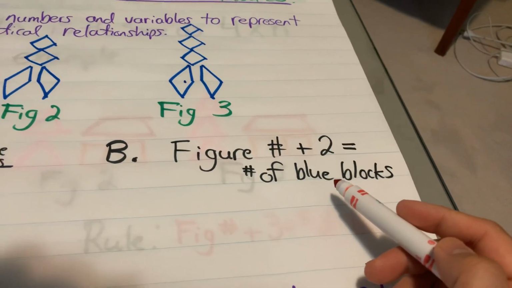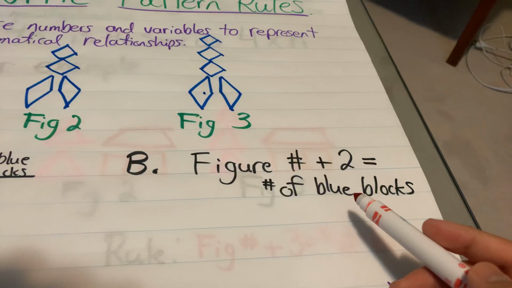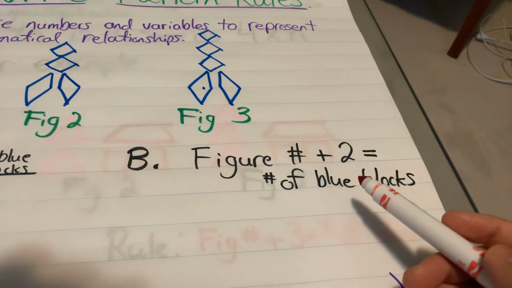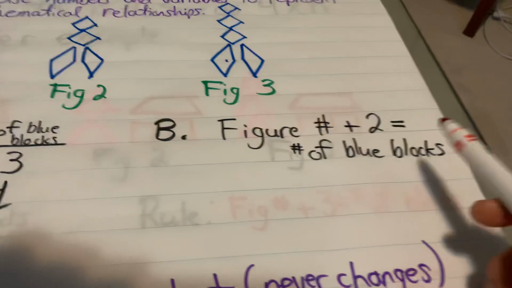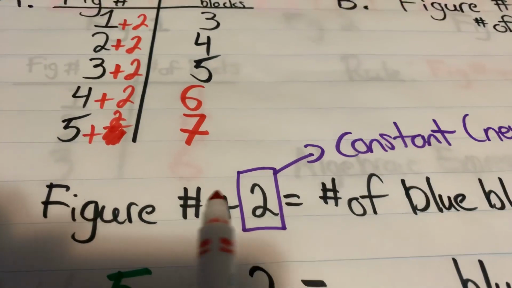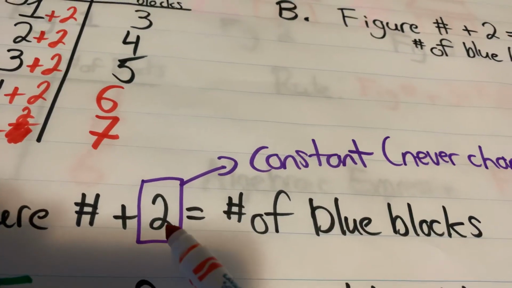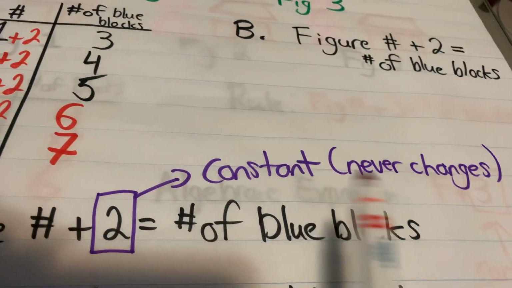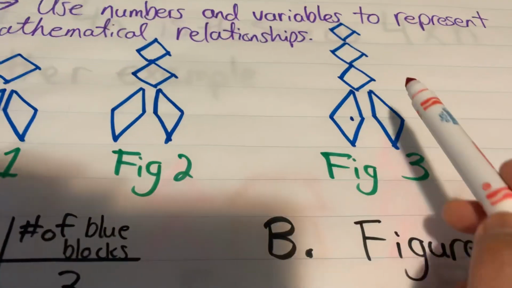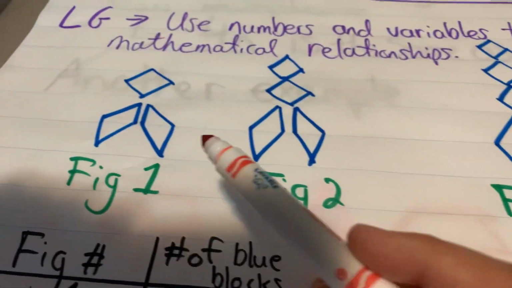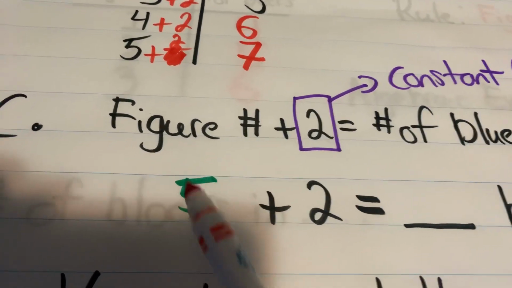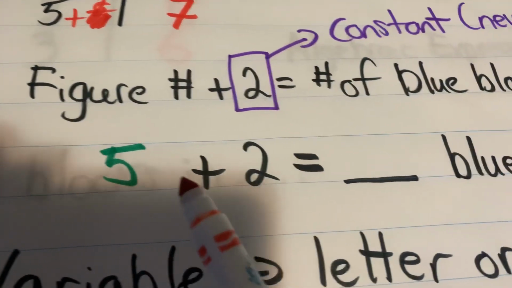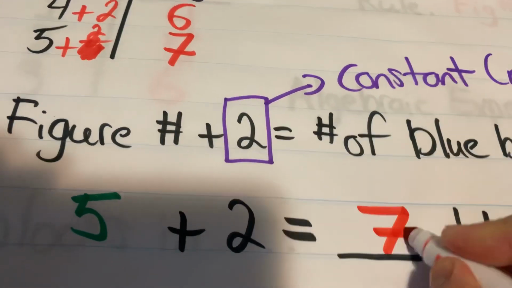All right? Now, what if we were to use this equation, remember it's an equation because it has an equal sign, to find out how many would be in the 5th design or the 5th figure? So I would rewrite my equation, figure number plus 2 equals the number of blue blocks. And remember the 2 is what we call the constant. It's called a constant because it never changes. It's always there. If I go back to our designs, these 2 blocks at the bottom, they're always going to be there. They never change. So it's the constant. So all I have to do is take out the word figure number, put in whatever figure number I'm trying to find, add my 2, which would give us 7 blue blocks.